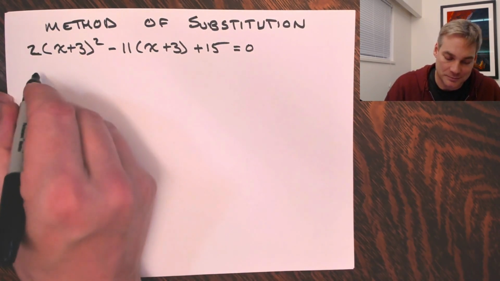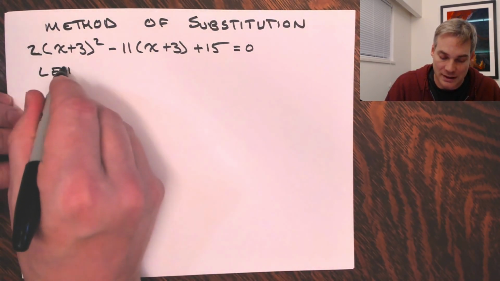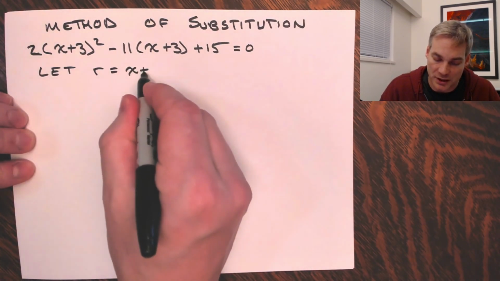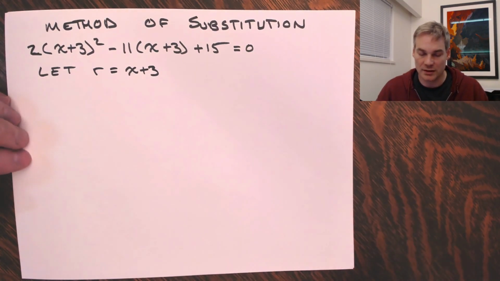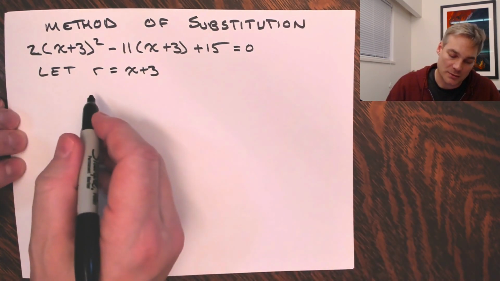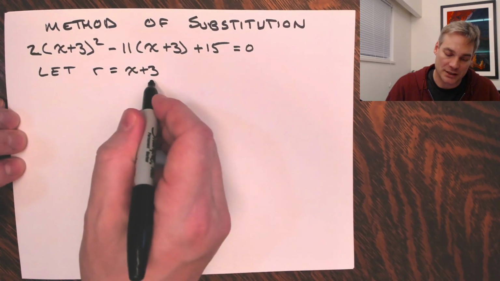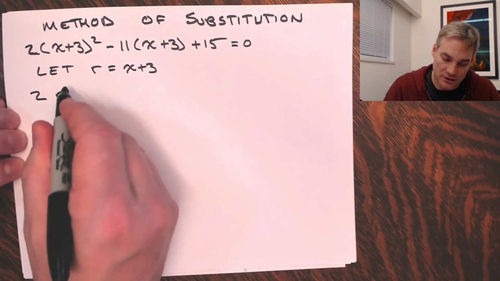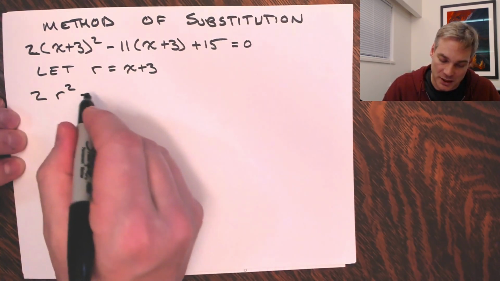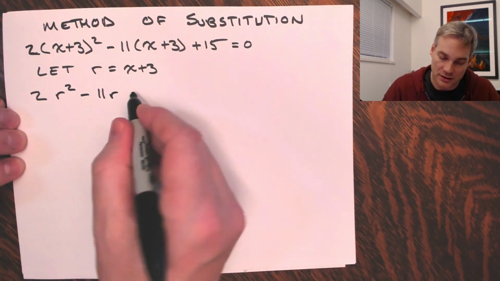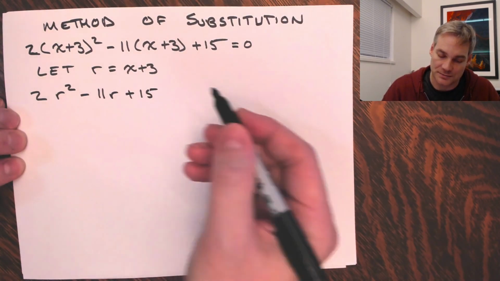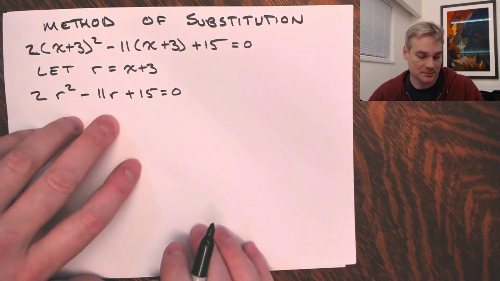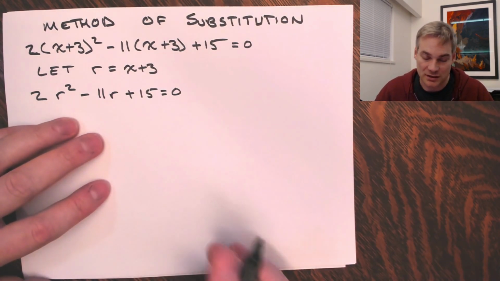So why don't we just say, let's let r equal x + 3. So that's kind of nice. I'm going to substitute r everywhere I have an x + 3. So now it's 2, and I have x + 3, so that's r, and there's 2 of them squared, minus 11r + 15. That equals 0. Okay, so now it looks like a function that I'm used to. Now, I can factor this, and we should factor it.